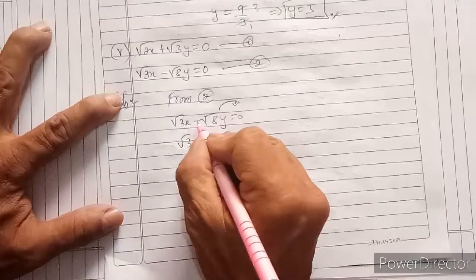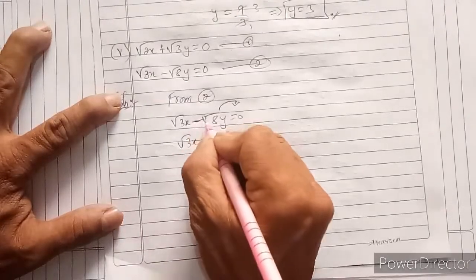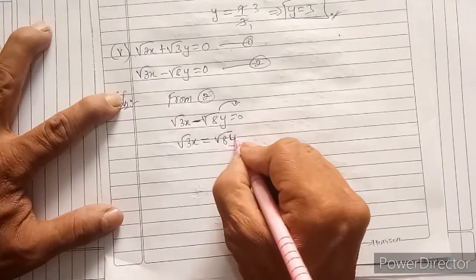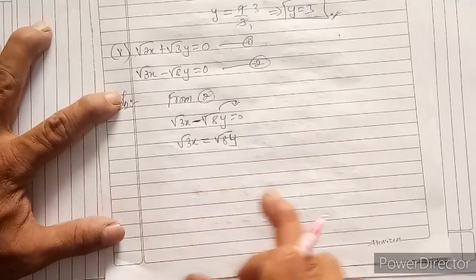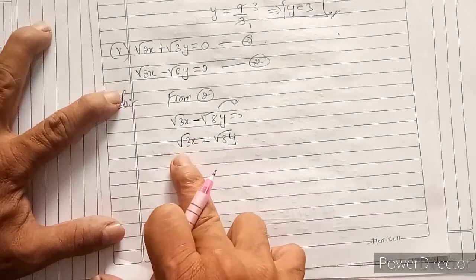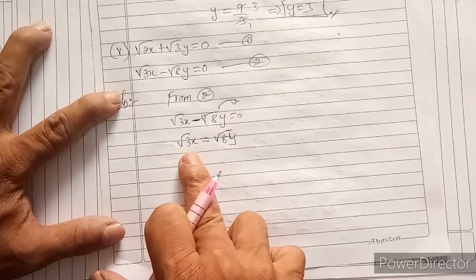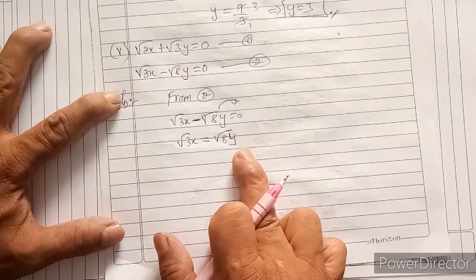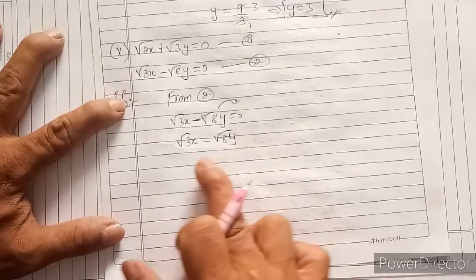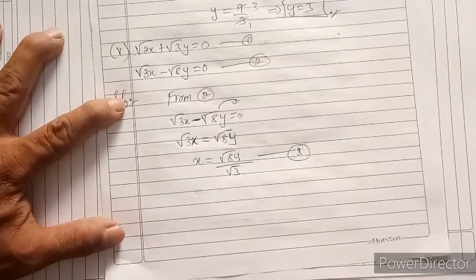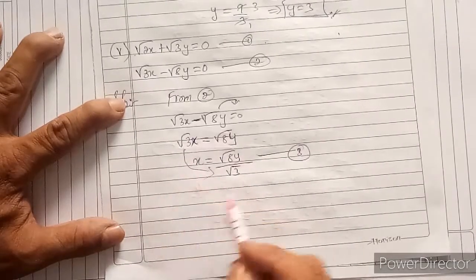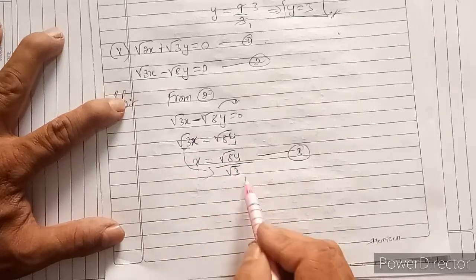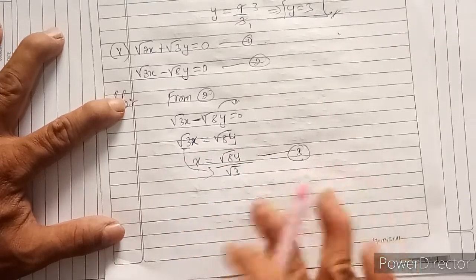If I transpose this minus sign to this side, it becomes plus sign. This is 8y, so we got both equal: root 3 x and root 8 y. After that, the product value, if I transpose to be a denominator, x is equal to root 8 y divided by root 3. This is equation 3.